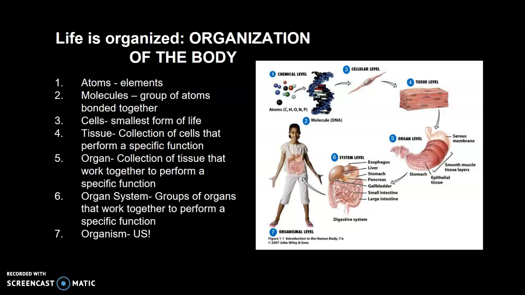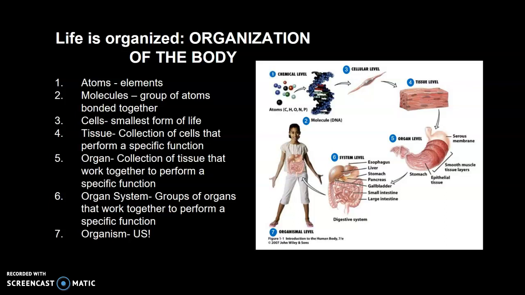Now, a group of atoms make up what's called a molecule, indicated by number 2 on our figure. Now, a good example of a molecule is the molecule DNA, which we're going to learn a lot more about next week. After atoms and molecules come cells. Cells are the smallest form of life.